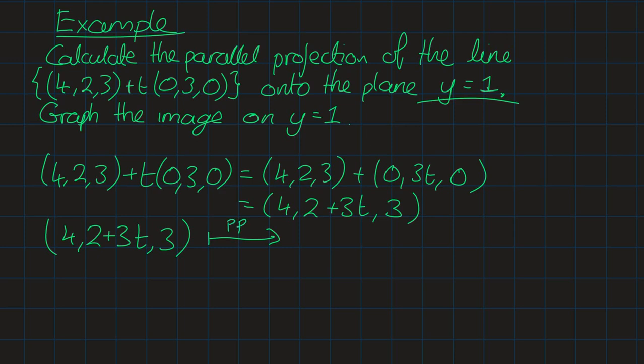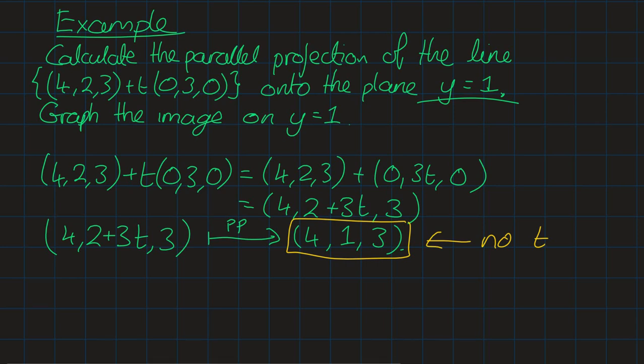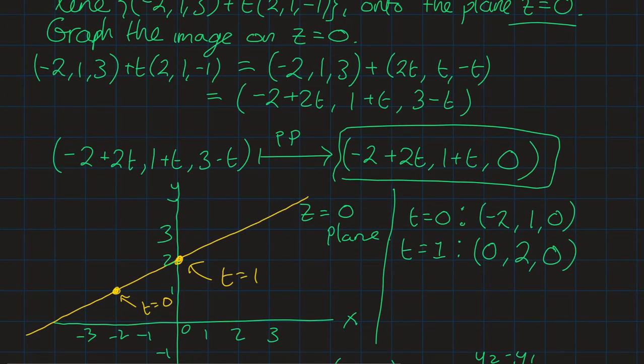And now I apply the parallel projection to this vector. I'm projecting onto the y equals 1 plane, so that just means I replace the y coordinate with 1. And this is the answer right here. It might seem a bit strange because there's no t involved. And that's because it's just a point. It's not a line anymore. Whereas in the first example, after the projection, we still had t's.